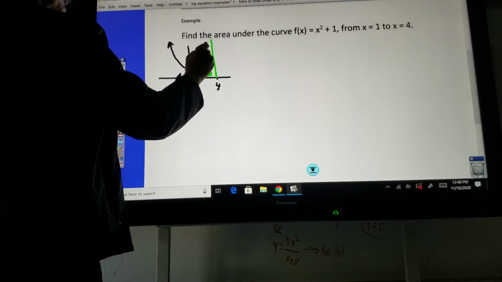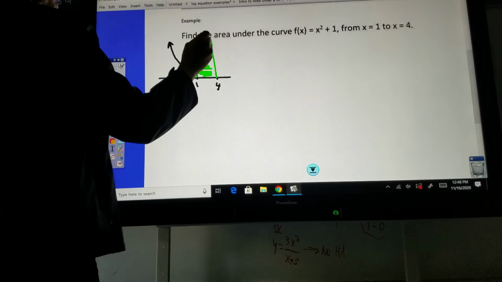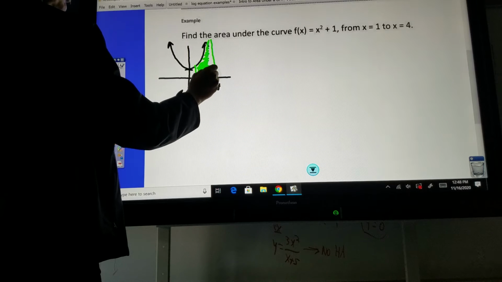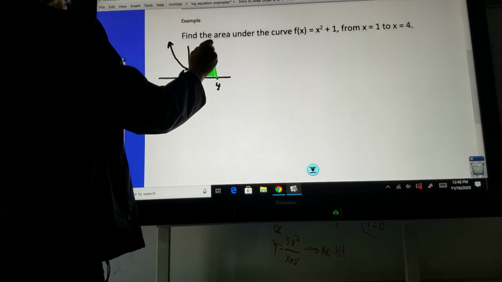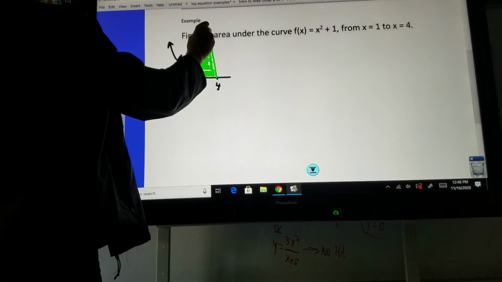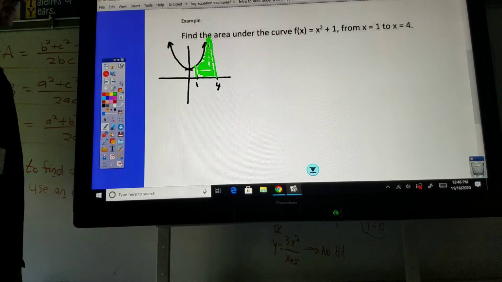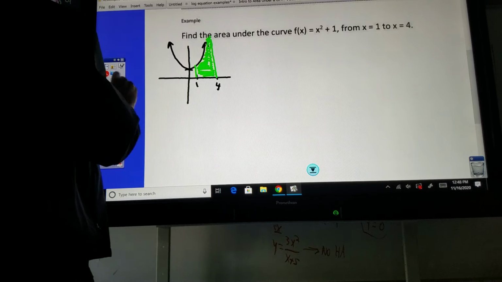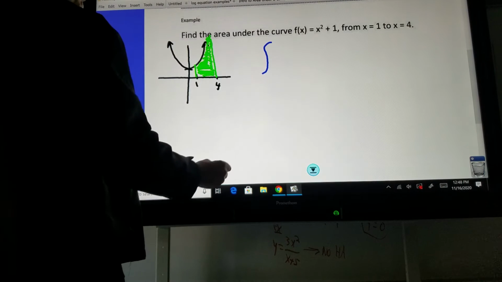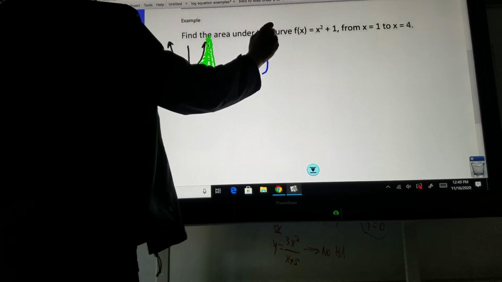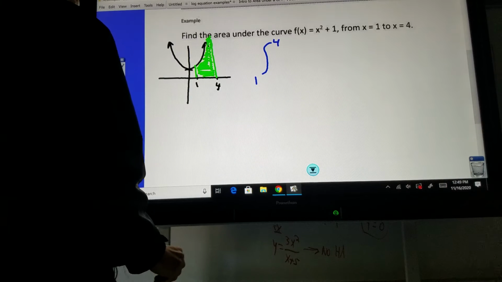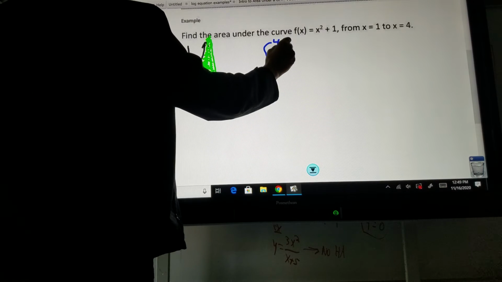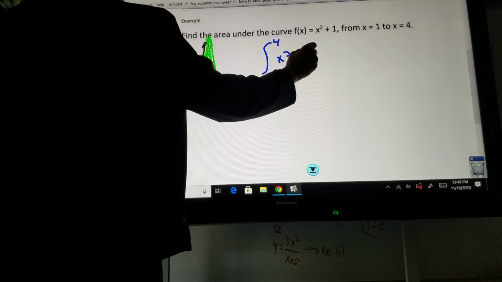This might be part of a car, a curvy part, maybe a door part or something. We need to find out how much area is involved there. There's not a formula out there. It's a process we've got to find. So think about an infinite number of rectangles. What we're going to do is add up those infinite number of rectangles. We're going to start at 1, we're going to go to 4, and our function is x squared plus 1.